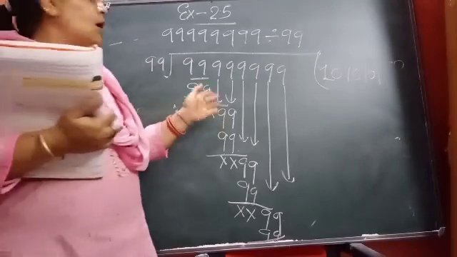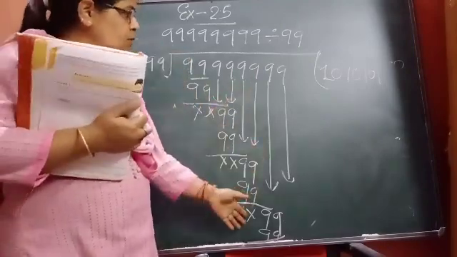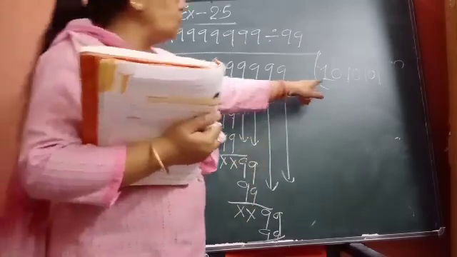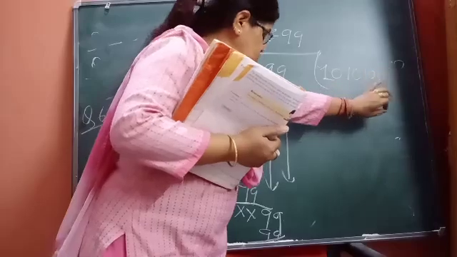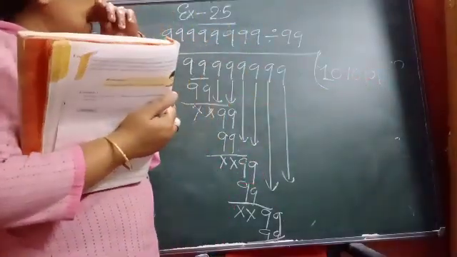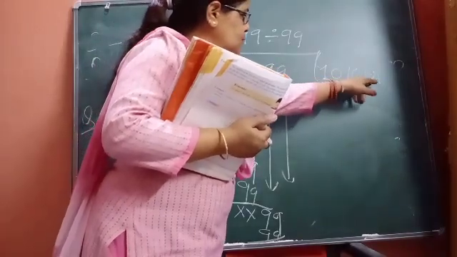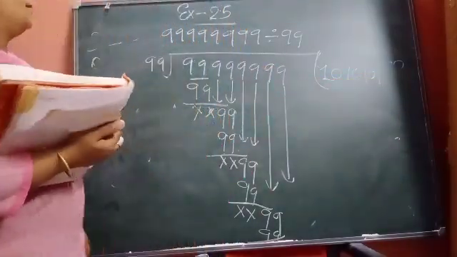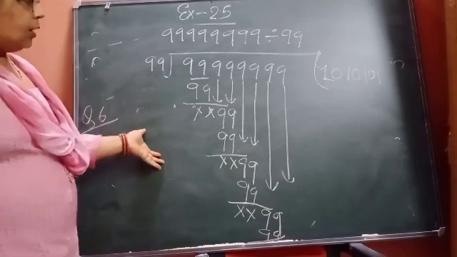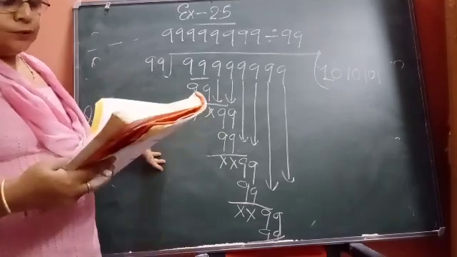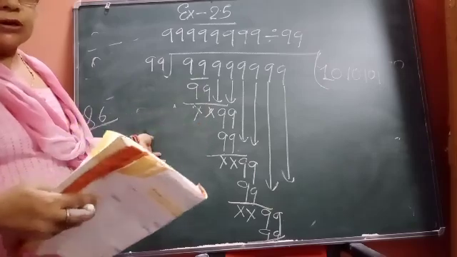So in this way you have seen how we have performed the division. Okay, so what answer will come? 1010101. Okay, it will be your answer. So in this way you can perform the questions up to question number 6. Now I am moving to question number 7.